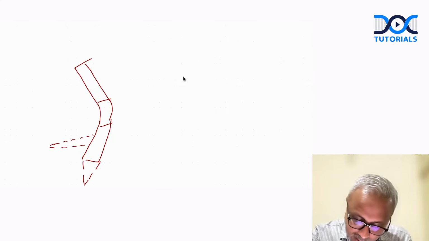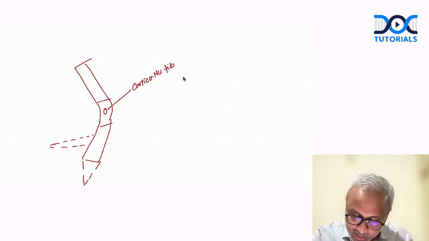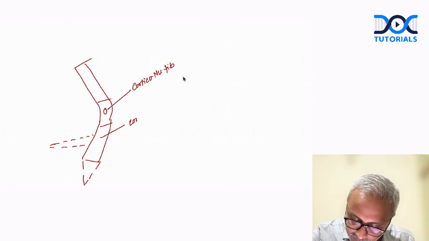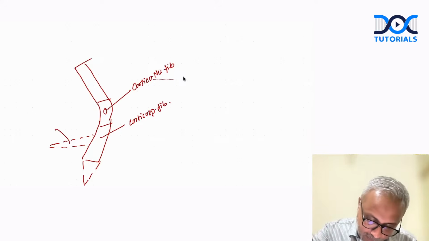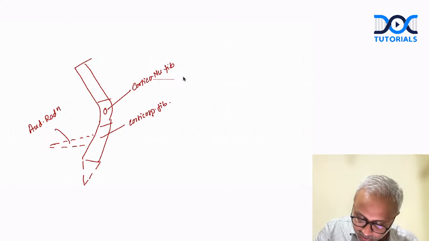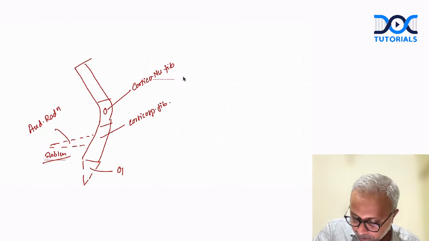In the beginning, it might sound very difficult to remember what fibers are present in the internal capsule, but try to remember the genu will have corticonuclear fibers, right? Whereas the posterior limb will have corticospinal fibers. Then the sublentiform part will have auditory radiations. This is the retrolentiform part. This is the sublentiform part. The retrolentiform part will have optic radiations.